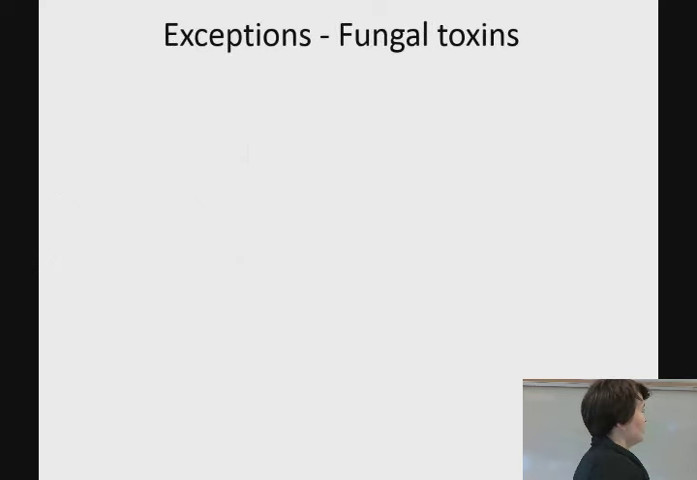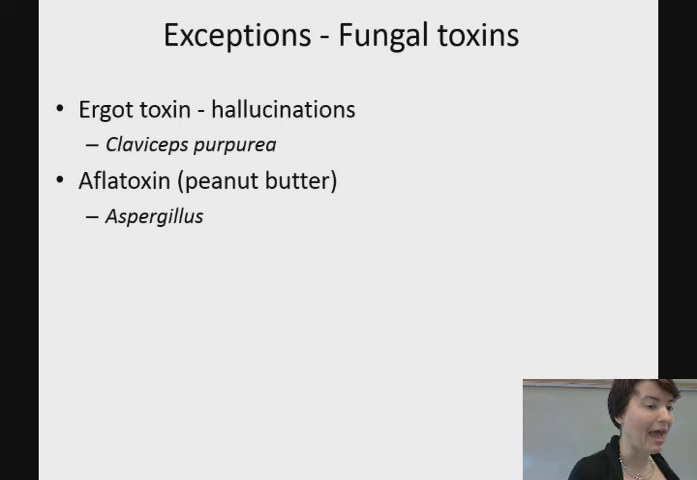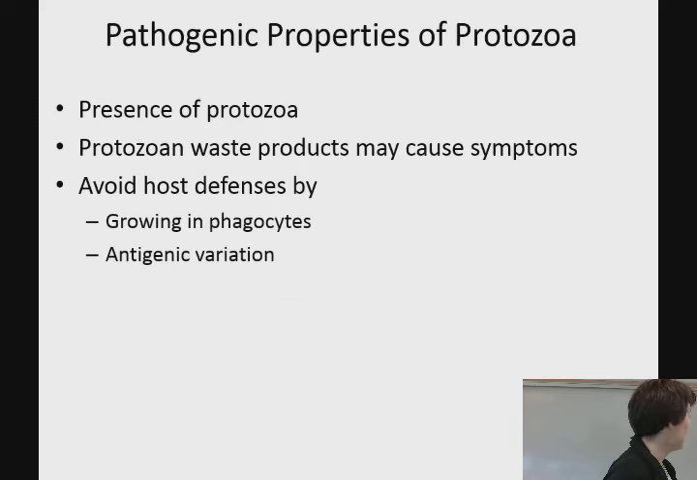Now, as I said, some fungi do encode toxins, so here are the exceptions. Ergot toxin, causing hallucinations, is made by this fungus. And you may have actually heard of this. Aflatoxin in peanut butter is made by Aspergillus. So sometimes you can have toxins in peanut butter. And mycotoxins, which literally means toxins made by mushrooms. There are some mushrooms we know that are deadly, right? You eat the wrong mushroom, you can die. And that's because, for instance, there are mushrooms that make phalloidin or amanitin, both of which are neurotoxins. And they're made by this species Amanita phalloides.